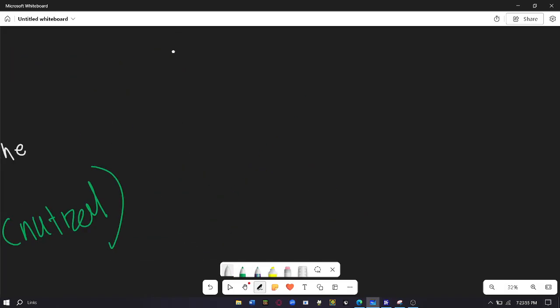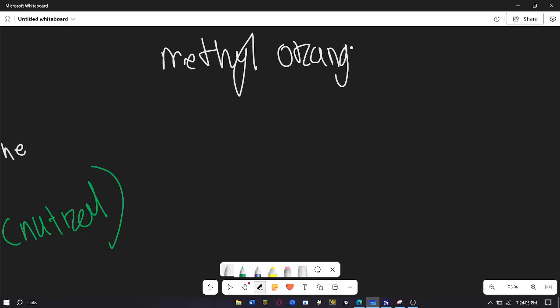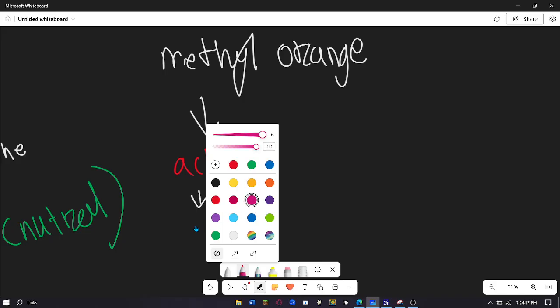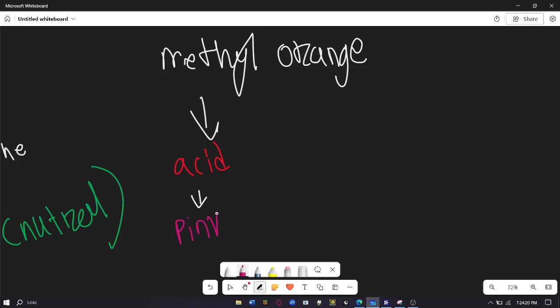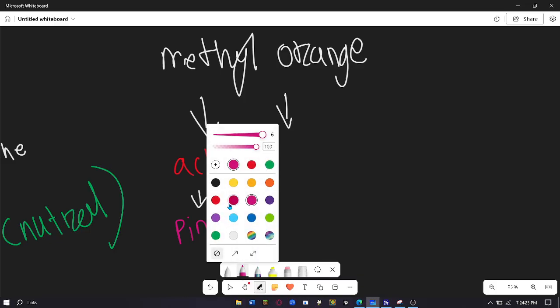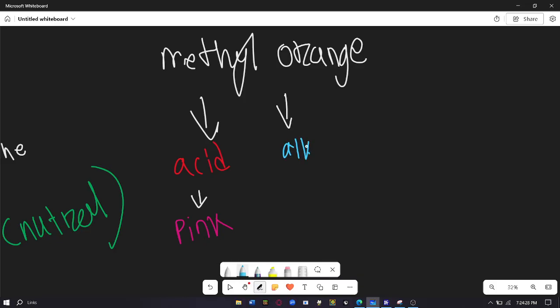We have one called methyl orange. I believe we got this in our second subject test. And methyl orange in an acid gives out pink. So acid, it is pink. And in an alkali, it is yellow.